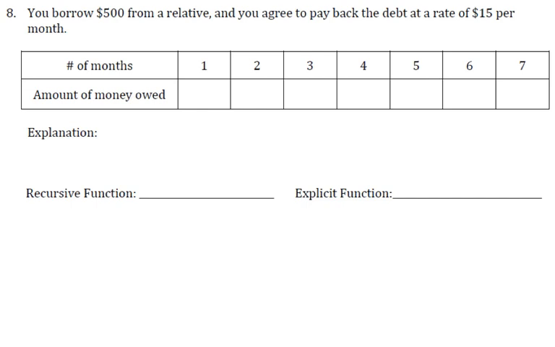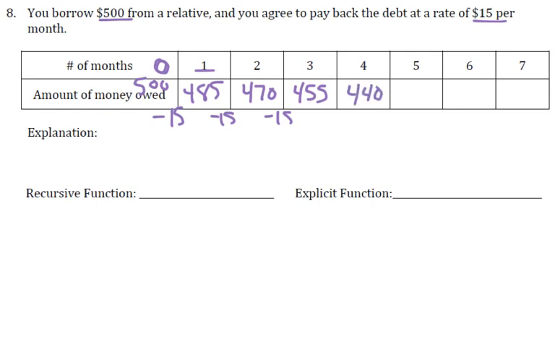You borrow $500 from a relative and you agree to pay back the debt at a rate of 15 per month. So, where do we start? Where's our 0? We started by owing 500 right at the beginning. And then every month, this first month we paid back $15, so we're subtracting 15, right? Because we're paying it back. So our number should be getting smaller that we owe. So it would be 485, minus 15 would be 470, minus 15 would be 455, then 440, then 425. We're just subtracting 15 each time.